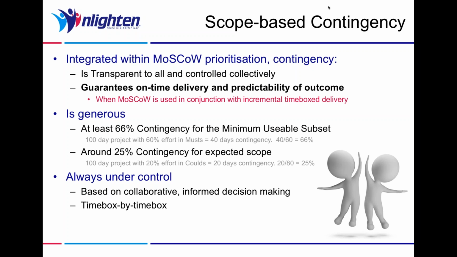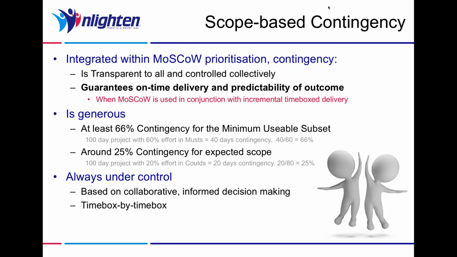If we can't deliver the minimum usable subset with 66% contingency, then something must have gone very, very badly wrong, catastrophically wrong. Yeah? So the must-haves, therefore, are guaranteed. We then allow ourselves 25% contingency within the could-have requirements. So again, going back to our 100-day project, we said that typically 20% of the effort should be given over to could-have requirements. So 20 days of coulds, 80 for the musts and the shoulds.